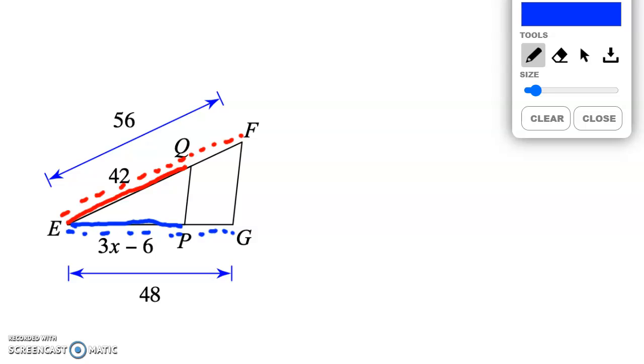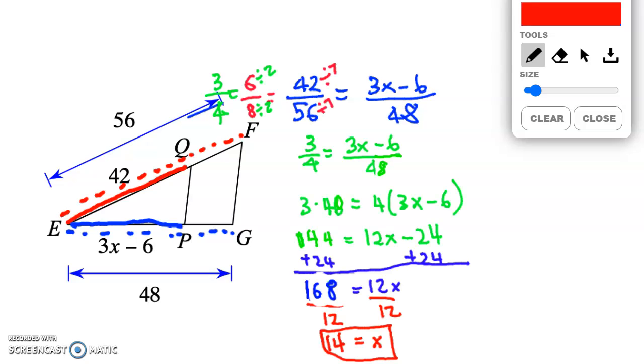Okay, similar problem. Again, I know that 42 is going to be proportional to the long length, that's 56. 42 over 56 is going to be the same as the short length, 3x minus 6, over 48. So that's my ratio or proportion. And once I've set it up, I try to simplify the fraction as much as possible. Or you don't have to, but it's going to allow you to do the mental math much easier.